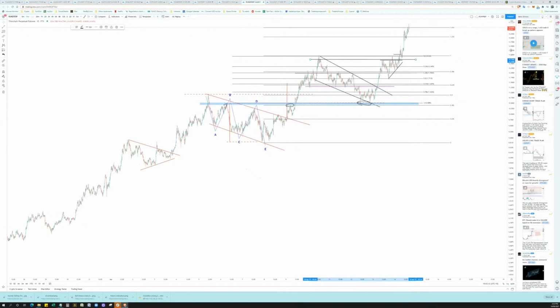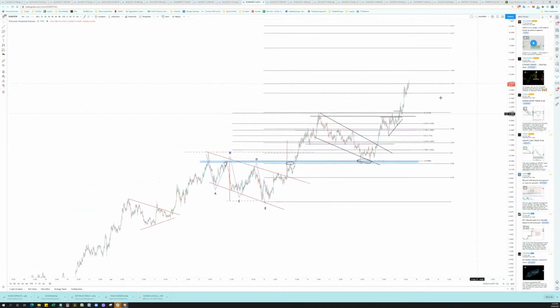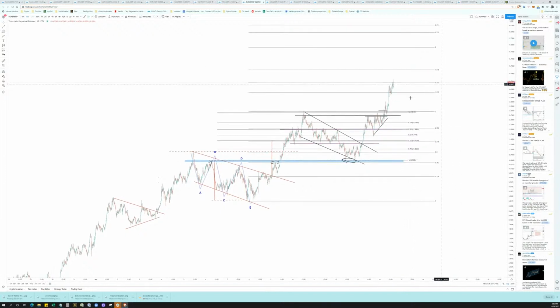And it looks like it's hit a target, but it might continue on to the next one, to the golden ratio. So potentially it's got another 5 or 6% to go before we find it pulling back a bit. So the golden ratio is what I'm expecting to play as main resistance, the local target, and then another continuing formation.